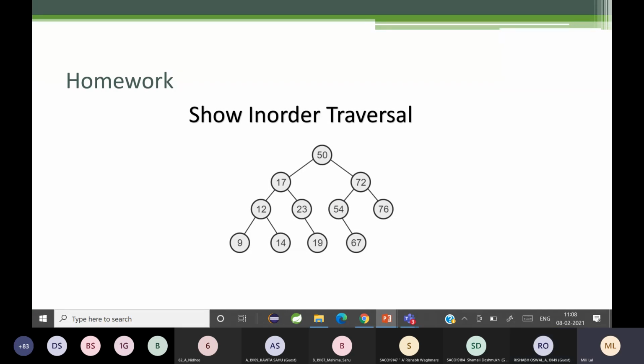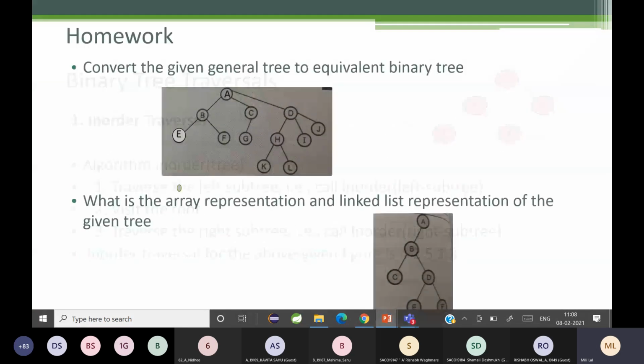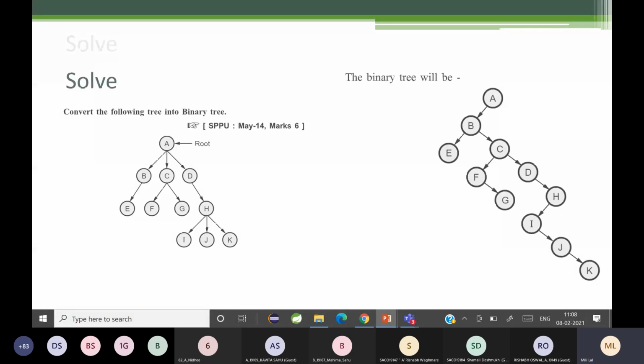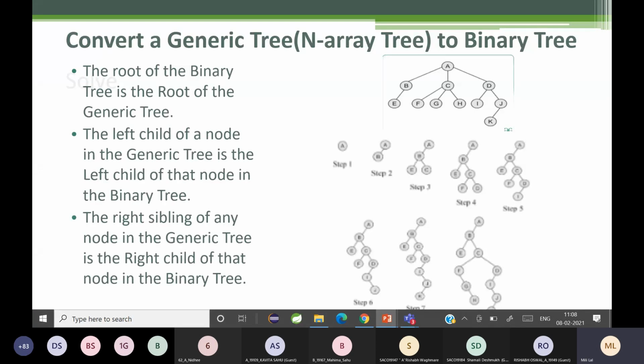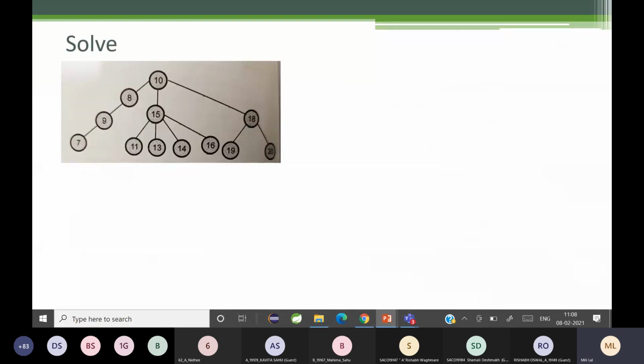So we have covered these topics today. We saw how, for a given question, we can convert it to an array representation or a link representation. Then we saw how to convert a generic tree to a binary tree. And we saw the first traversal, that is inorder traversal. So any doubt in the topics taken so far?